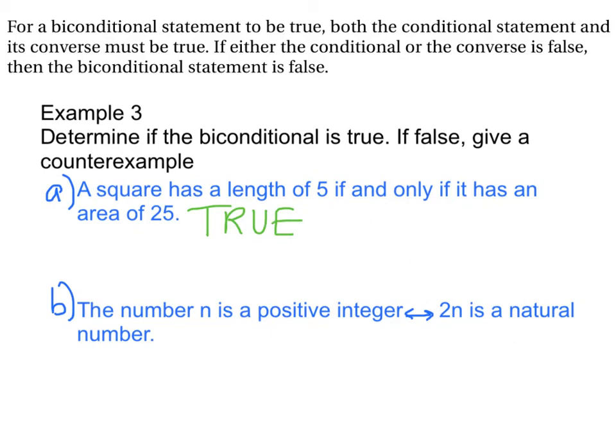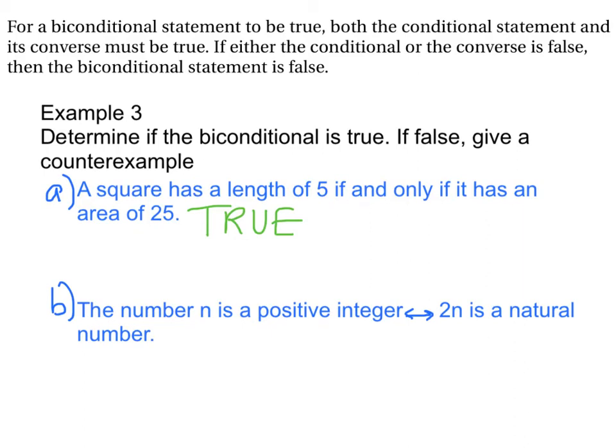In part B, it says, the number n is a positive integer if and only if 2n is a natural number. So let's start with the conditional. We would say, if a number n is a positive integer, then 2n is a natural number. Now, a natural number is just a positive integer. So if the number n is a positive integer, then 2 times that number would also be a natural number. It would be a positive integer.